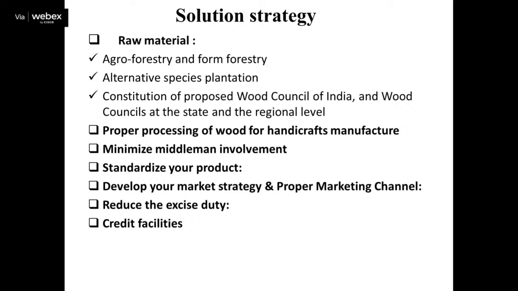And for the seasoning and wood preservation technique, proper processing of wood for handicraft manufacture should be there. Before making the wooden craft, proper processing of the wood should be done, and eco-friendly wood preservatives should be used by the artisans.